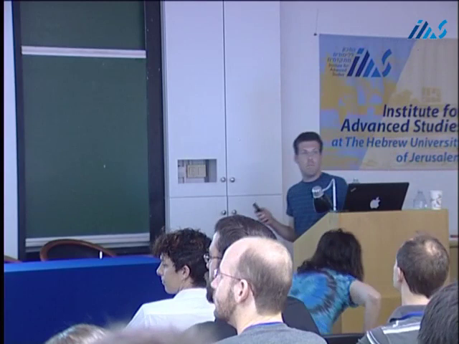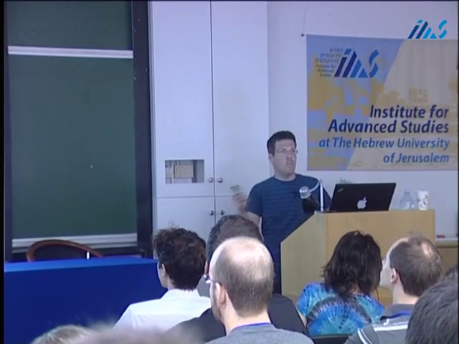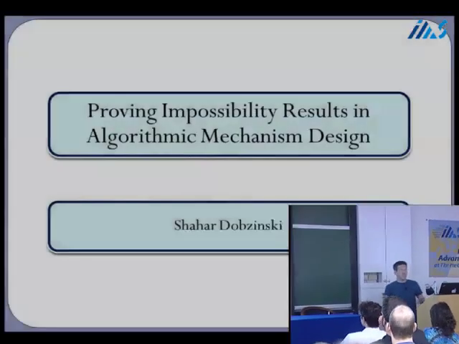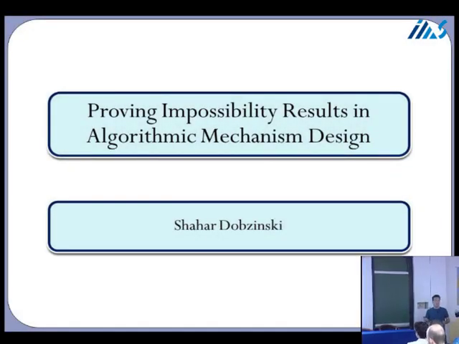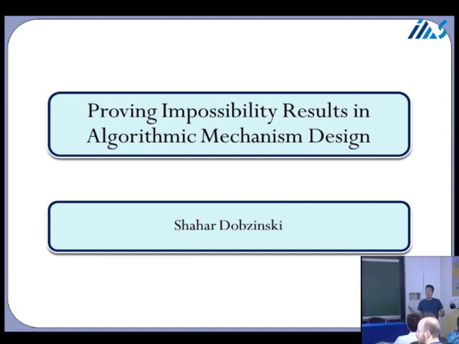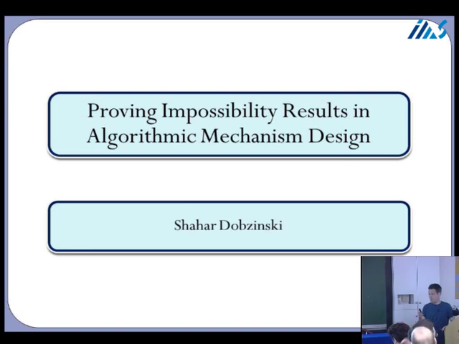Okay, so what I want to do today is to talk about something that I've been working on for some time, and I want to give you a quick survey of where we stand. We're going to talk about proving impossibility results in algorithmic mechanism design. Specifically, we're going to talk about two different settings. I'm going to show you two different approaches to prove two different impossibility results.